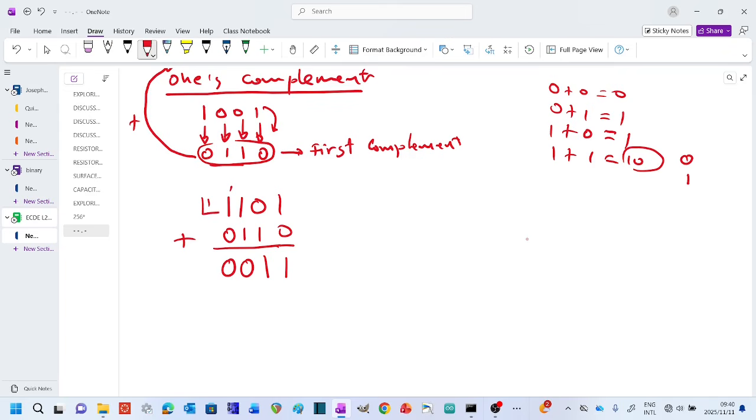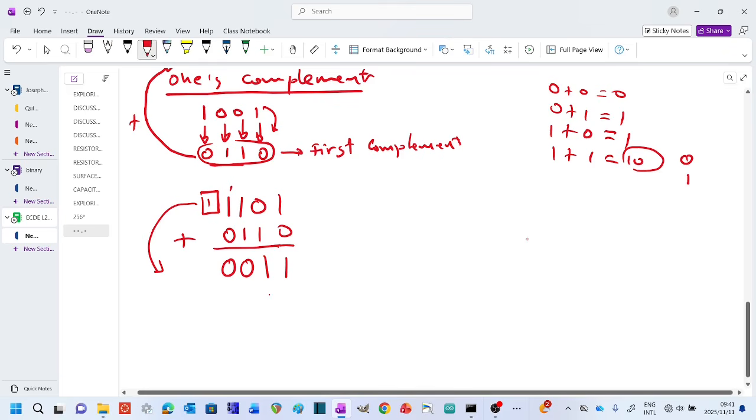Do you notice that this 1 we just carried is an excess? Because we have 4 digits here, we cannot just leave this 1. It's going to create a number with 5 digits, and we don't want that. So we take this excess 1, carry it over, and add it back to the answer that we got here.